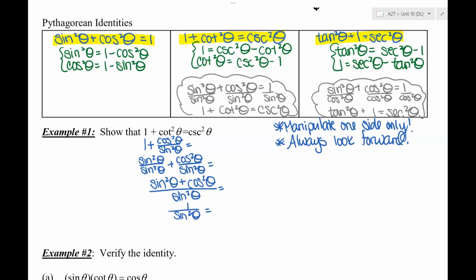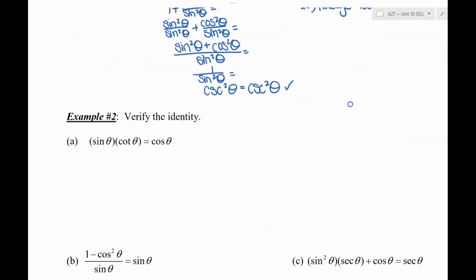I cannot then say I'm done. I must have the final sentence showing that I understand that reciprocal is the cosecant, and then I am done. I didn't skip any steps. You cannot skip any steps. It needs to be 100% thorough and easy to follow. All right. Okay, so let's do some verification.